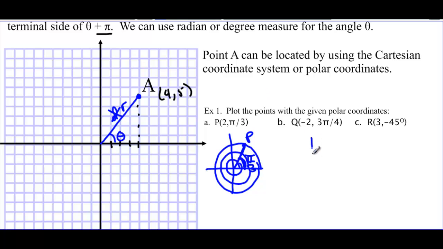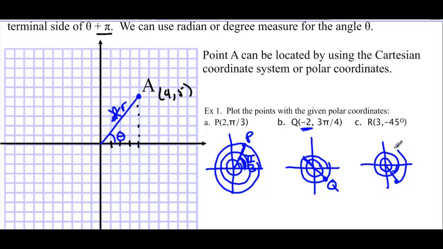In letter B, we have a point that is on a circle of radius 2 and at an angle of 3 pi over 4. Since this is negative, instead of going on the terminal side, we go halfway around the circle and we are actually back here. So point Q is down in quadrant 4. For letter C, we have negative 45 degrees with a length of 3. So we'd have to put that on the circle with a radius of 3.